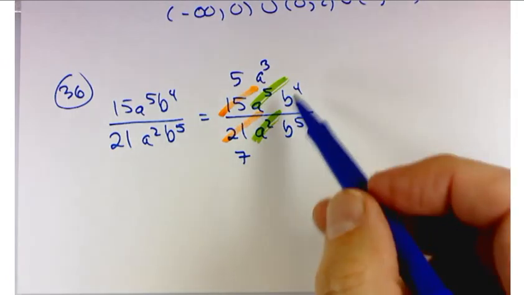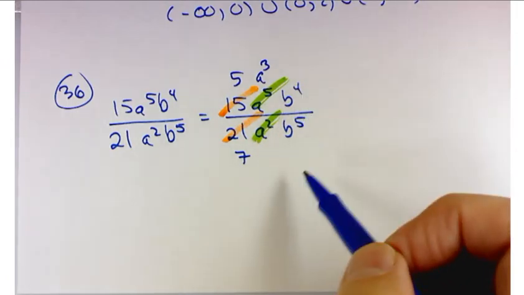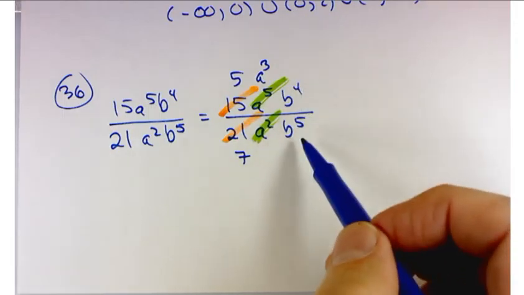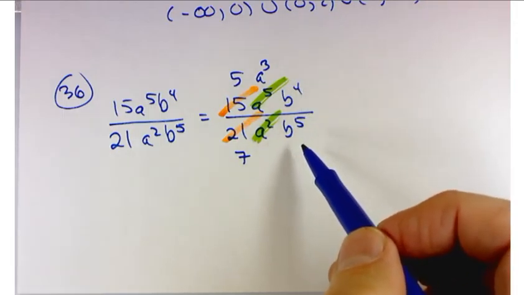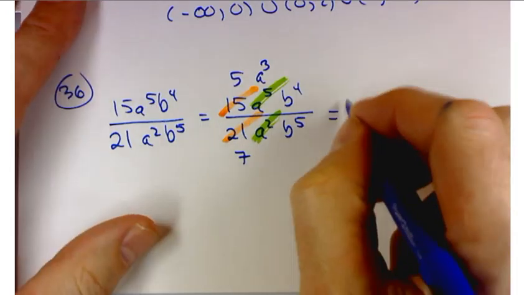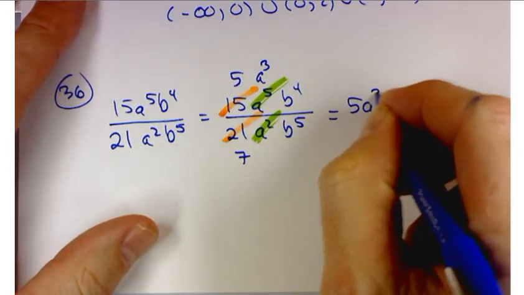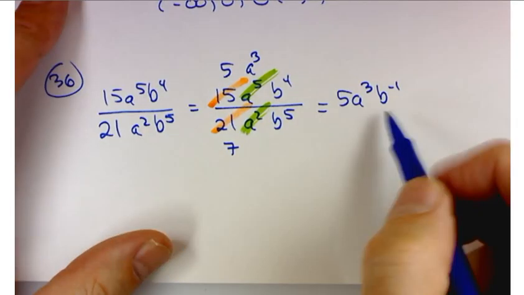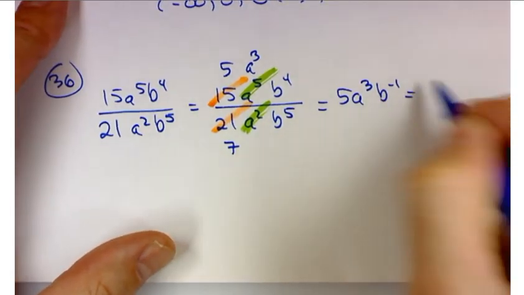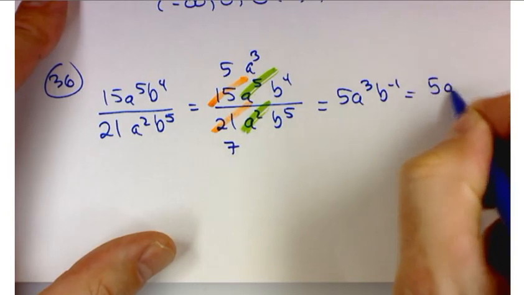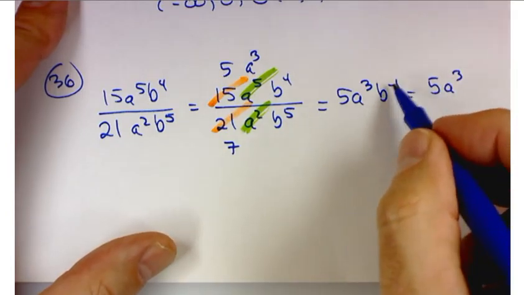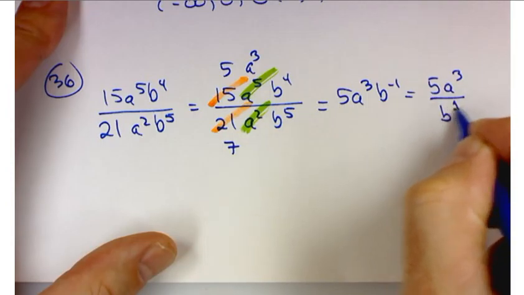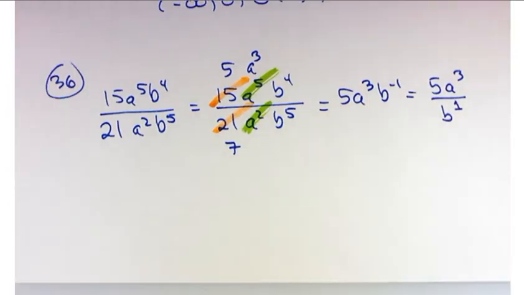Now we can do the same thing here. You could subtract, and that'd be fine. 4 minus 5 would be negative 1. So there's nothing really wrong with 5a to the third, b to the negative first, but I tend to prefer positive exponents. So let's take that term and put it in the denominator. When we move it to the denominator, its exponent becomes positive. It changes signs.